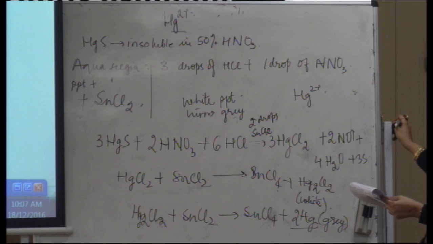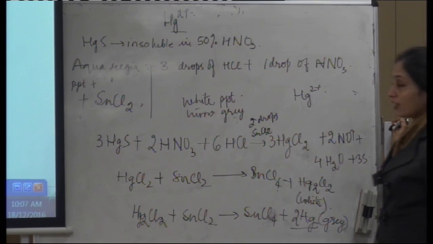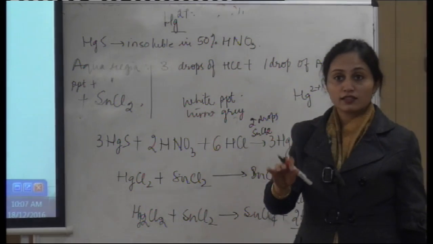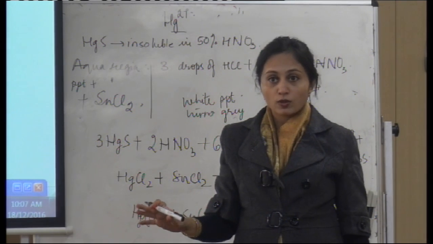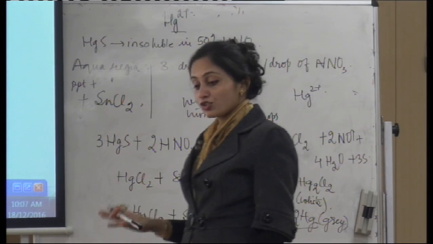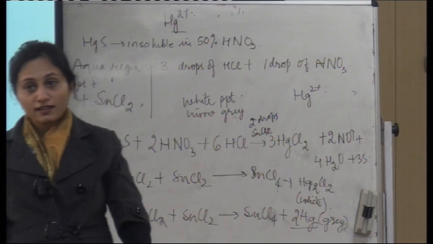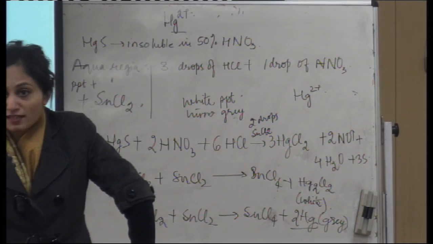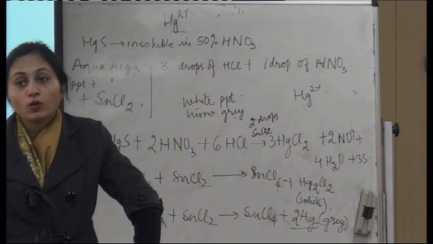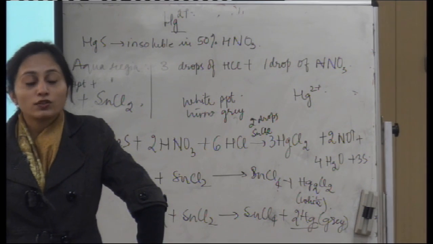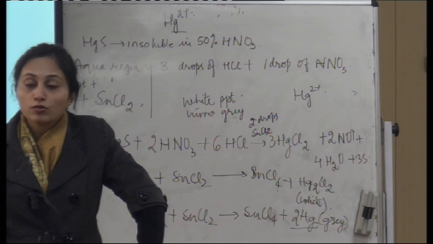For mercury we can just sum up with this to have a basic idea of how the confirmatory tests are performed. Initial color was black, so if mercury is present, that is because of HgS. Then you try to dissolve it first in 50% nitric acid, but it is not soluble. So what are you using for mercury? Aqua regia. What is aqua regia? 3:1 of HCl to nitric acid.